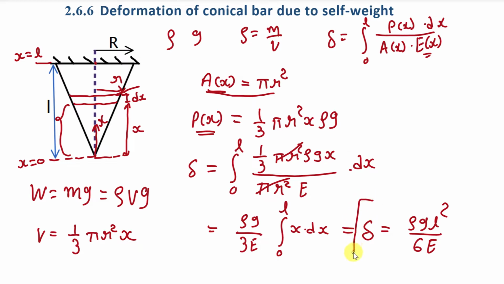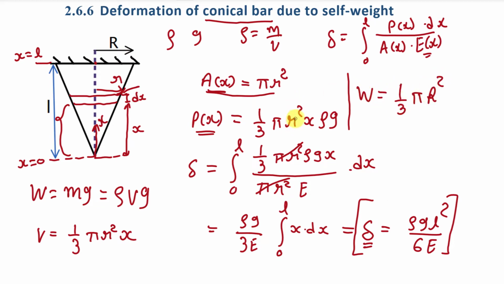And this is the value of deformation for conical bar due to self weight. So you have to remember this formula. And here understand that there is no any term of radius or area of this conical bar in the deformation of this body. Means we can say that value of this deformation does not depend on the radius of conical bar. Fine.